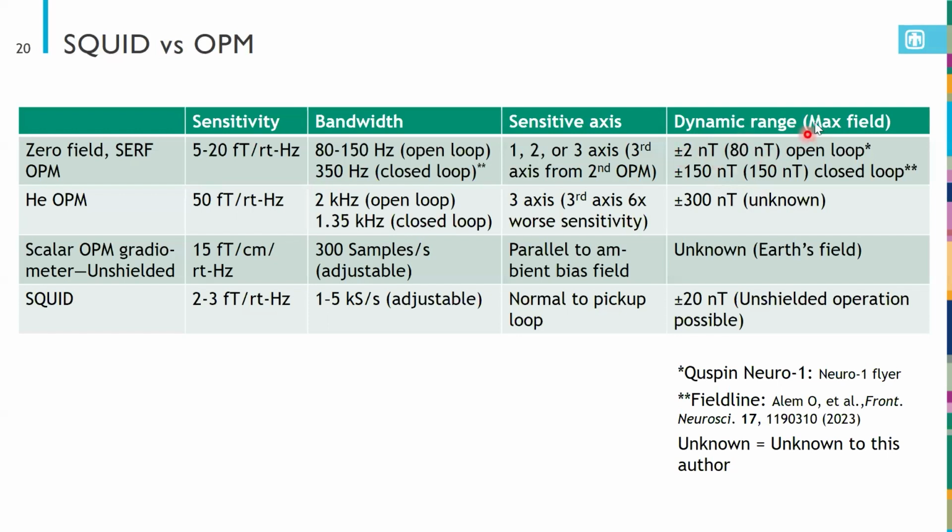So it's important to understand exactly what these specifications mean when you're looking at how a system operates. Scalar OPM operates in the Earth's field. That's great. SQUIDs also have a very wide field over which they can operate. There have been SQUIDs that have operated unshielded, but typically the dynamic range for the feedback, at least I looked up the specification for the MEG system, and it looked like plus or minus 20 nanotesla.